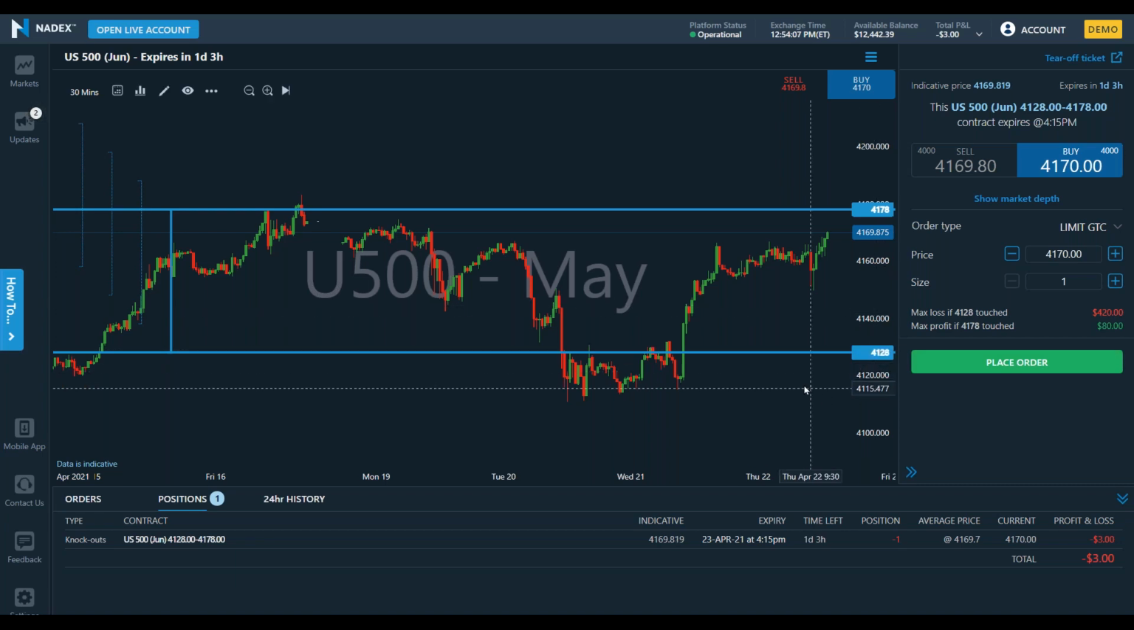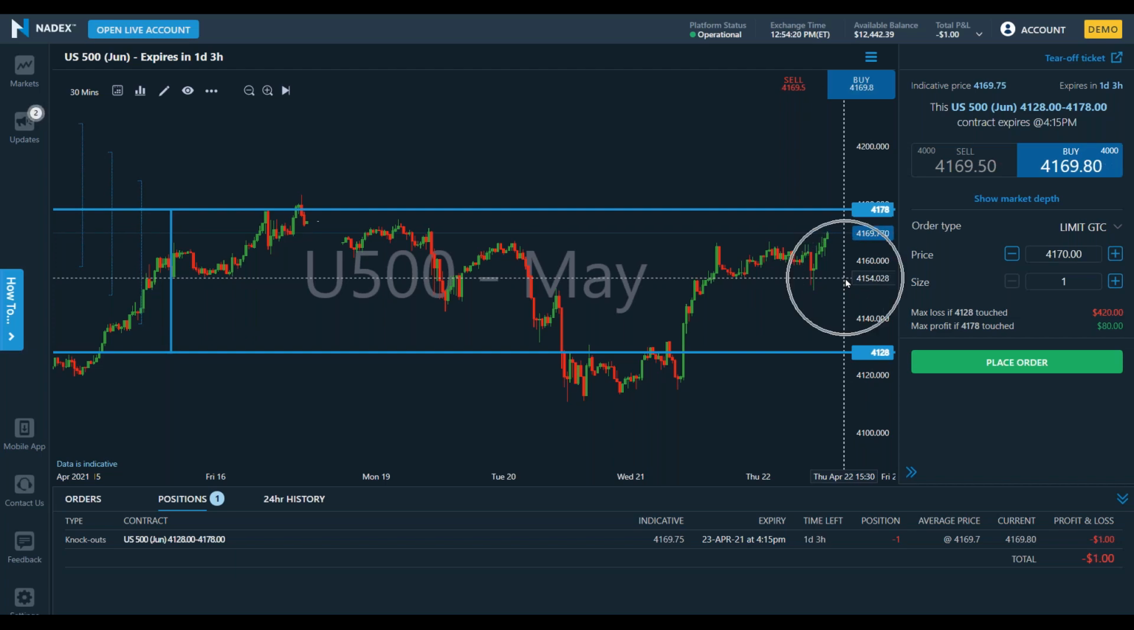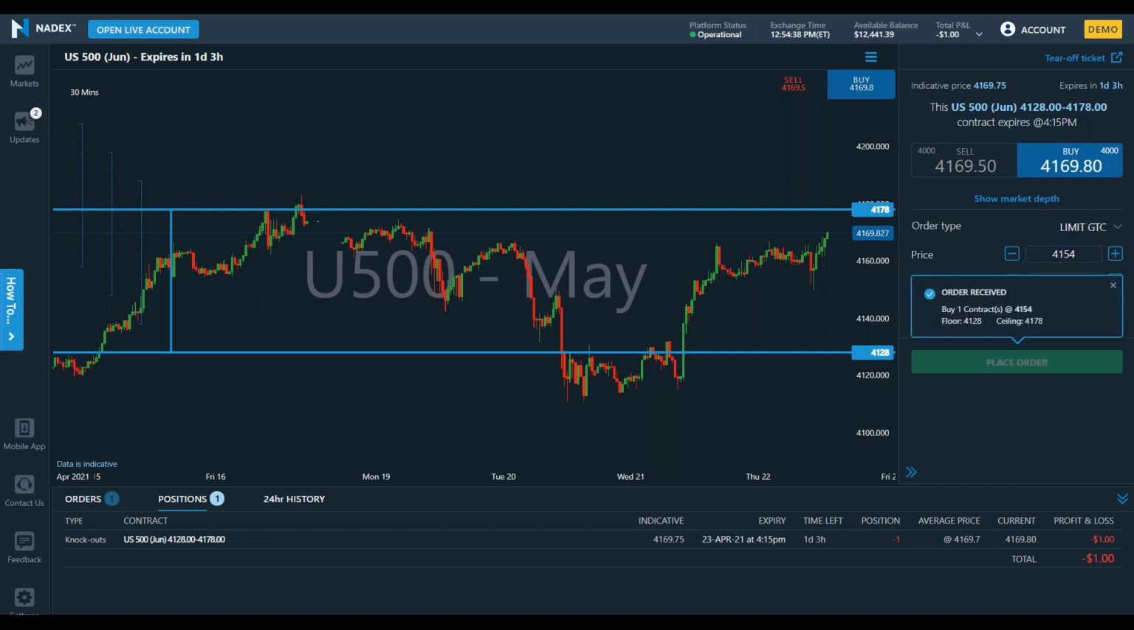Now, do I have to wait for it to come down to 41.28 for me to potentially profit? No. Maybe I'd buy it back, and I'm just going to look at the chart here. If it came down to 41.54, I'd buy it back. So I can actually go in and put 41.54. This is well below this price. But if it were to come all the way back down to 41.54, I would buy it back. I'm going to place my order.